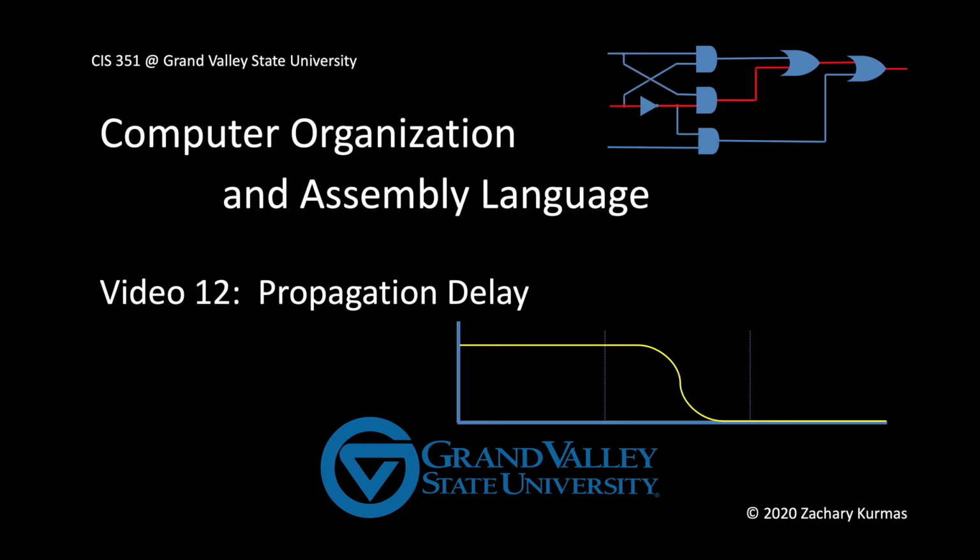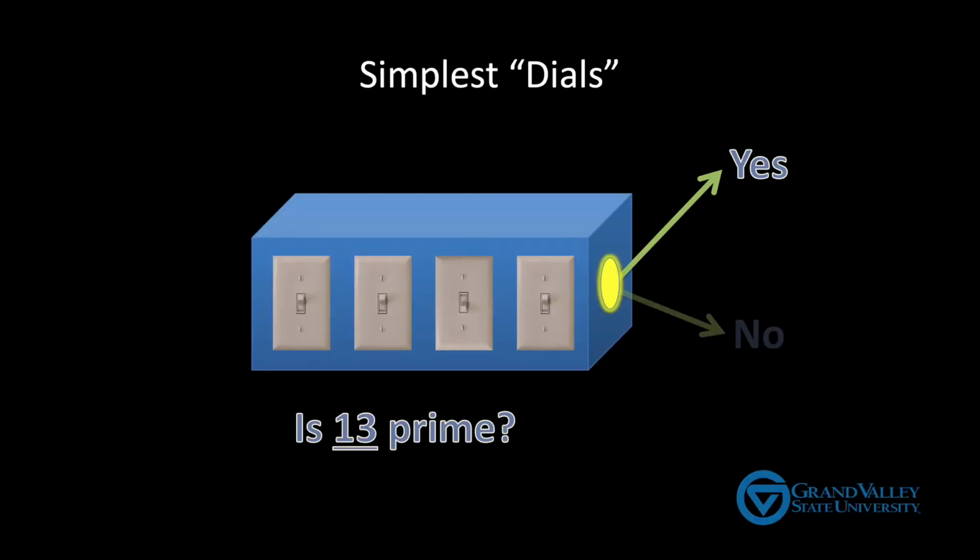This is the 12th video supplement for CIS 351, Grand Valley State University's course on computer organization and assembly language. In this video, we'll talk about the concept of propagation delay. In the next video, we'll see how to apply the concept of propagation delay to measure the time needed for entire circuits. Consider the is prime circuit from video 1.